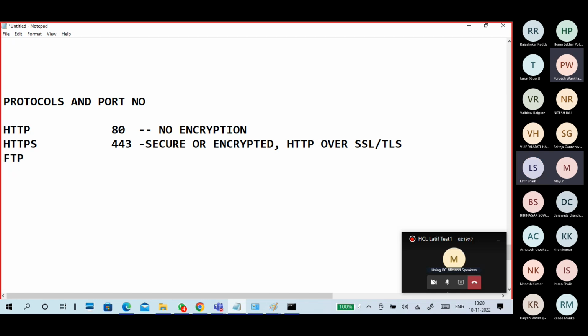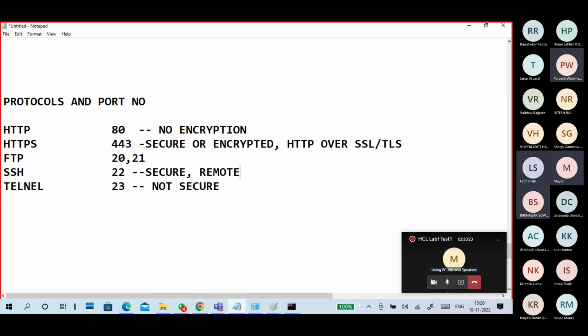Same with FTP, File Transfer Protocol, port 21. For security, SFTP and VSFTP are also there. SSH and Telnet, both are for remote access purposes, ports 22 and 23. Both are for remote access, but this one is secure and this one is not secure. Remote access with encryption.